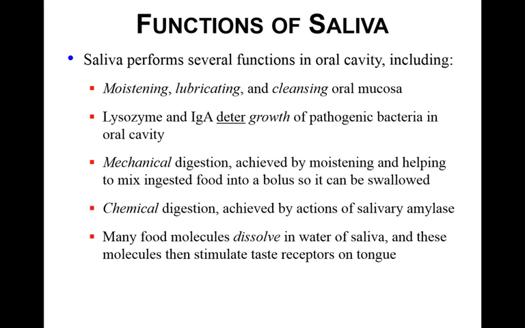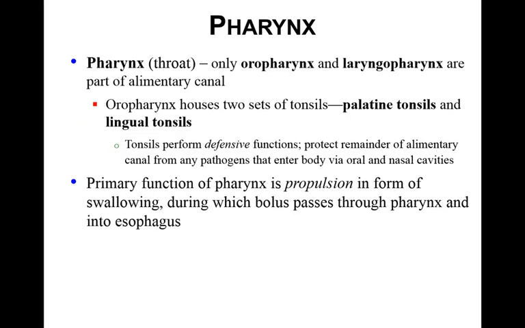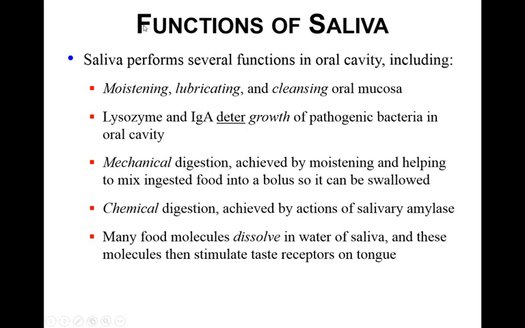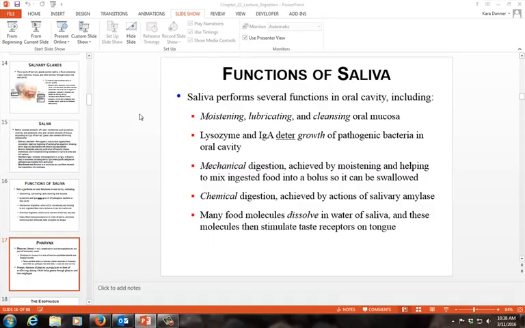Saliva performs a lot of functions: moistening, lubricating, cleansing the oral mucosa. Lysozyme and immunoglobulin A deter growth of bacteria. Mechanical digestion is turning that food into a bolus so we can swallow it. Chemical digestion, of course, is achieved by salivary amylase to start breaking down the carbohydrates. And then many foods dissolve in water, and that, of course, is going to help stimulate taste receptors on the tongue. All right, we're going to stop there, and we'll pick up with the pharynx in the next video.